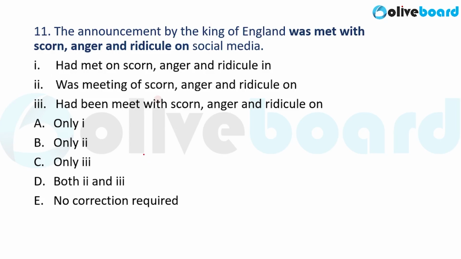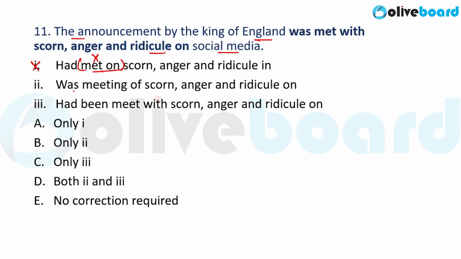Now moving on to the next sentence. This is a similar question type, so you can pause the video here and then we can discuss the answers. Now that you have solved the question, let us read the sentence. The sentence says, the announcement by the King of England was met with scorn, anger and ridicule on social media. So if you go through the options, option 1 says had met on scorn, anger and ridicule. So the phrase met on here renders the sentence incorrect. Hence option 1 here is negated.